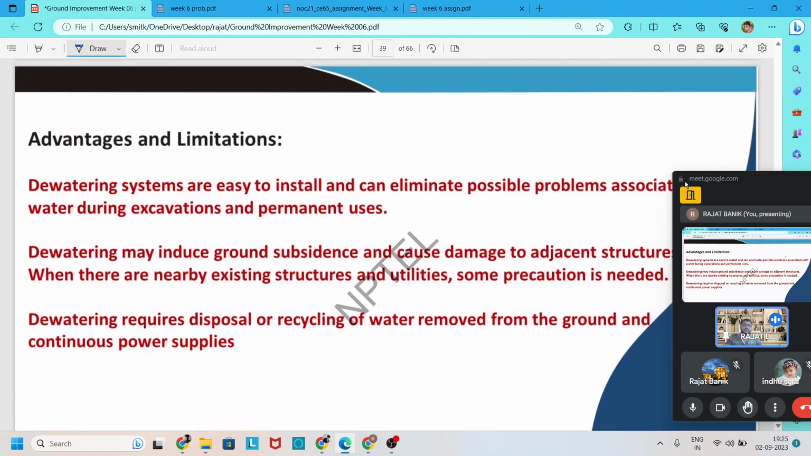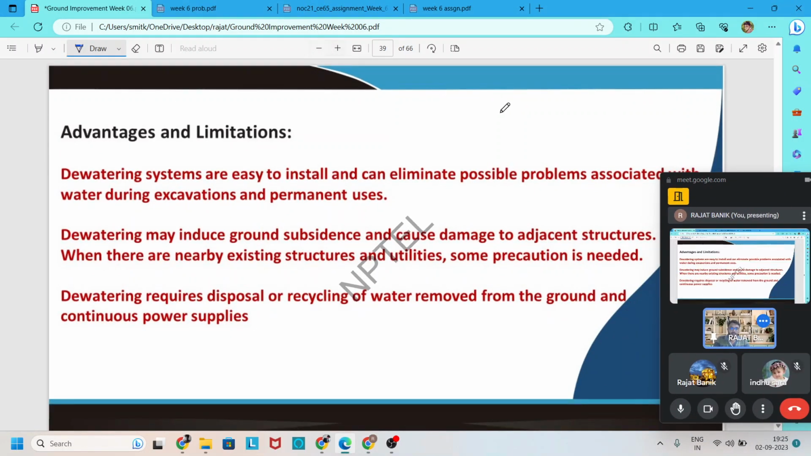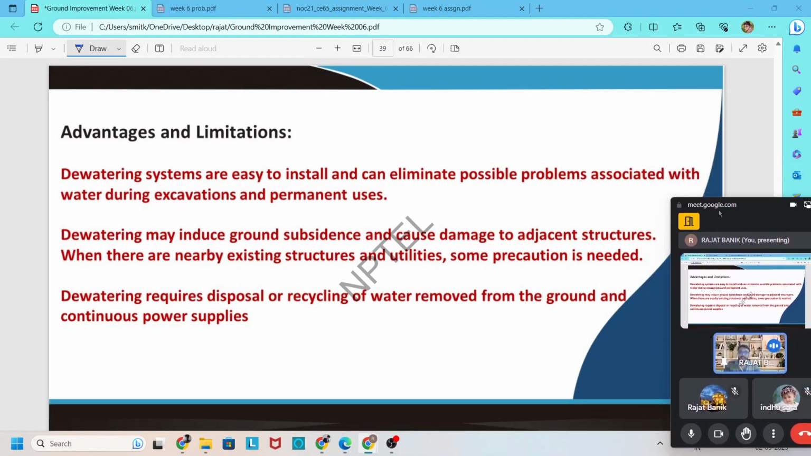Now we discuss the advantages and limitations of this dewatering technique. Dewatering systems are easy to install and can eliminate the possible problems associated with water during the excavation and for permanent use.